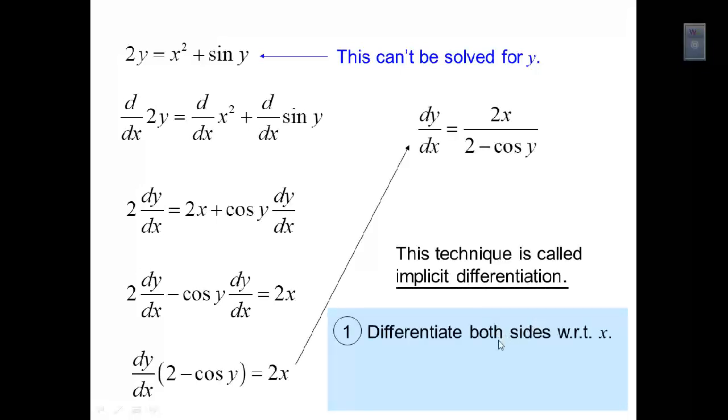Now, this technique is called implicit differentiation. And the way you do it is you're going to differentiate both sides with respect to x. And then you're going to solve for your dy dx.